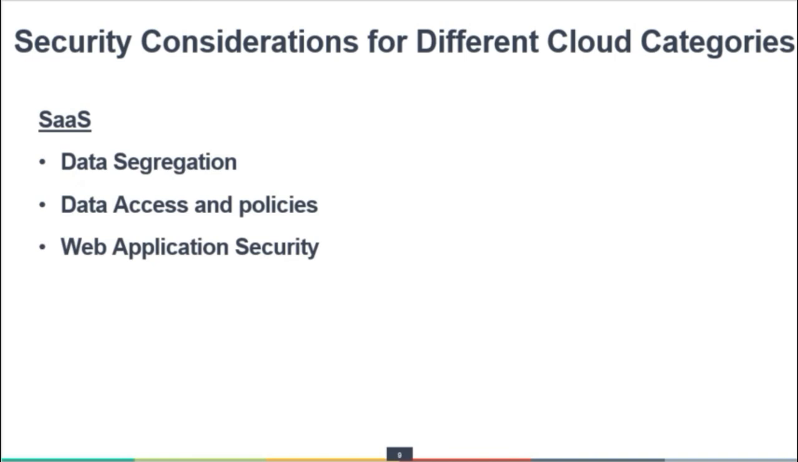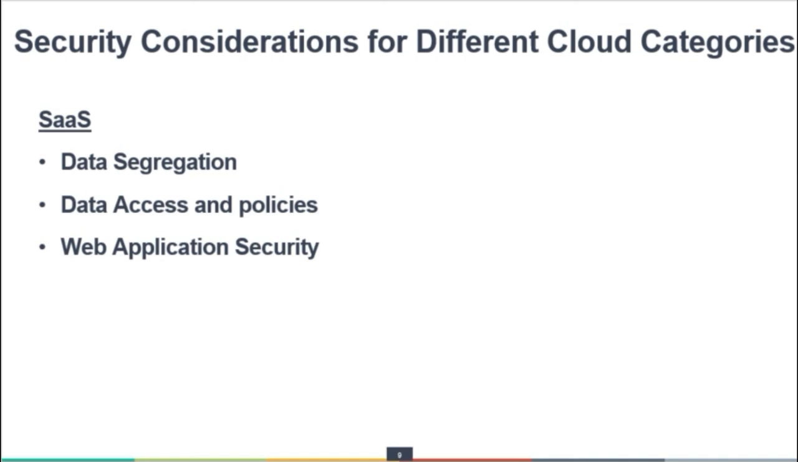Security considerations for the software as a service. Here, the data segregation, where the customer's data can be stored in the same location with the multiple tenants. You have multiple tenants, and the customer's data should be segregated so that there is no segregation at the physical level, but at least at the application level it should be maintained so that no other customer is able to access the data of other tenants.